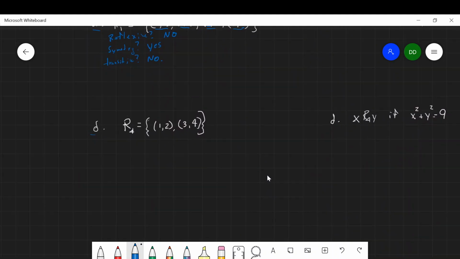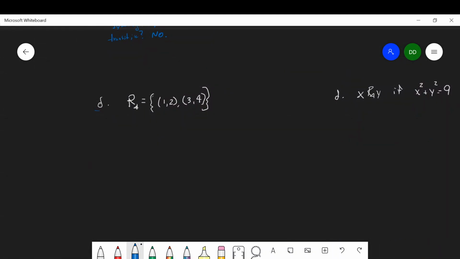All right, so for part D, R4 is this one. There's just 2 pairs in this relation. And so let's ask ourselves, is it reflexive? Reflexive is pretty easy to see. I just want to check every item in my set, 1, 2, 3, 4, and see if each one is related to itself. Here I don't see anything related to itself, and so no, it's not reflexive.